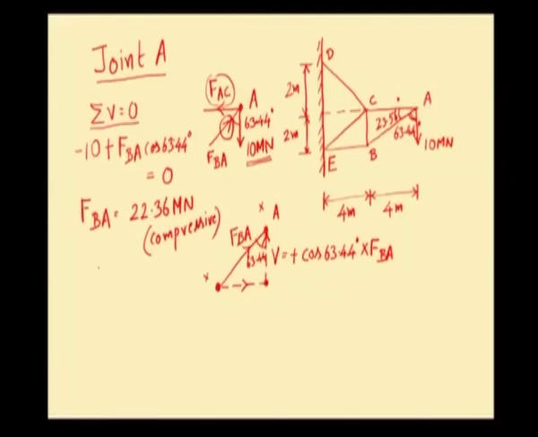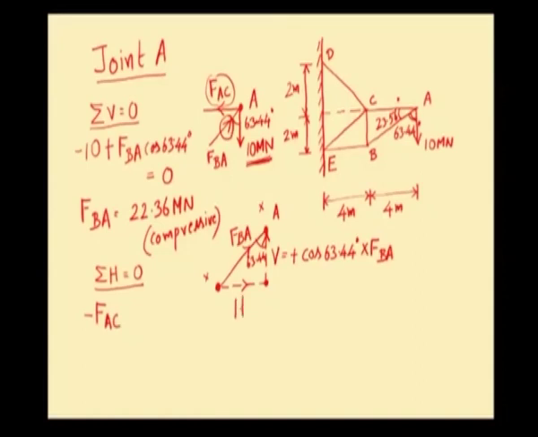Now, let us apply the second equilibrium equation, that is equilibrium condition, which is algebraic sum of all horizontal forces at joint A is 0. This 10 meganewton force is vertical force, it does not have any horizontal component. FAC is a horizontal force, it goes towards left. So, we should put a negative sign for it. So, minus FAC. Now, let us get the value of horizontal component of FBA.